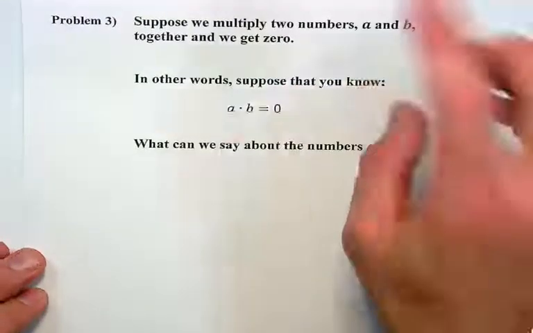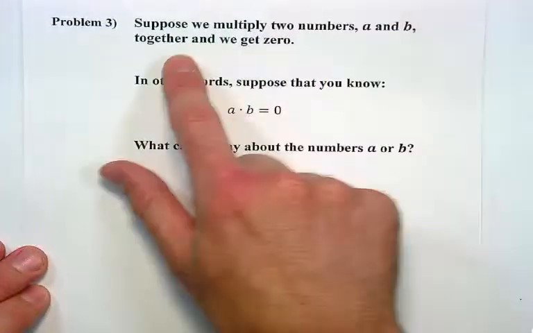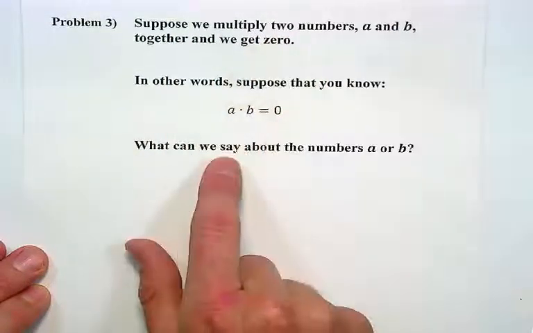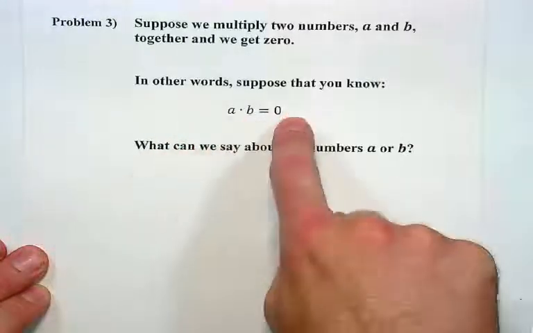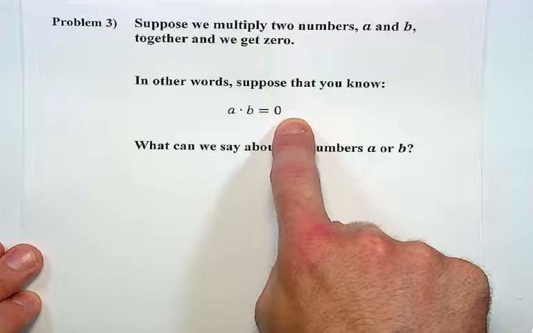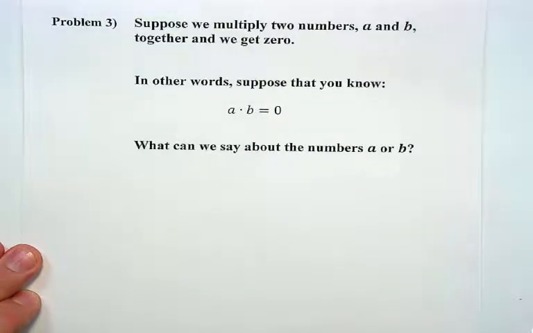What if I told you, hey, listen, suppose we multiply two numbers, we'll call them A and B together, and we get zero out. In other words, suppose that A times B equals zero. What can you guess about one of those numbers, A or B? What would you suppose? What must be true?